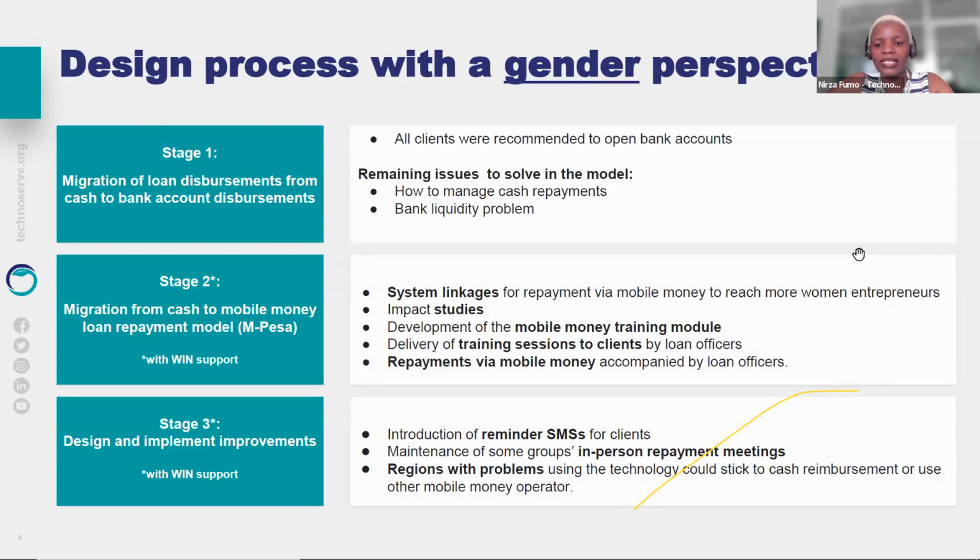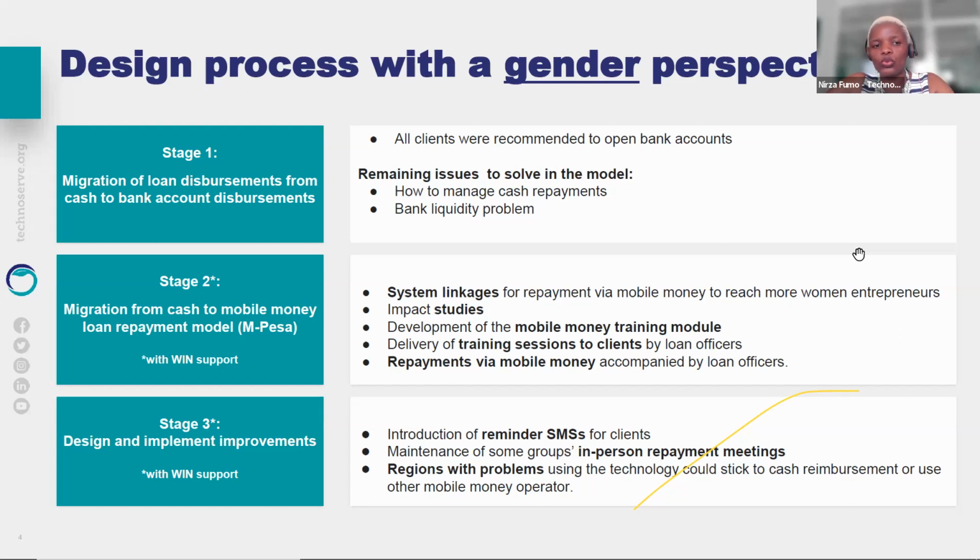Please, can you move to another slide? So the first stage, Africa Works did by itself. They did the migration of loan disbursement from cash to bank account disbursements. So they encouraged all their clients to open bank accounts. So all the loans were made through a bank, but other issues remained. The issue of how to manage the cash repayments with the loan officer, and also the bank liquidity problem, remained.